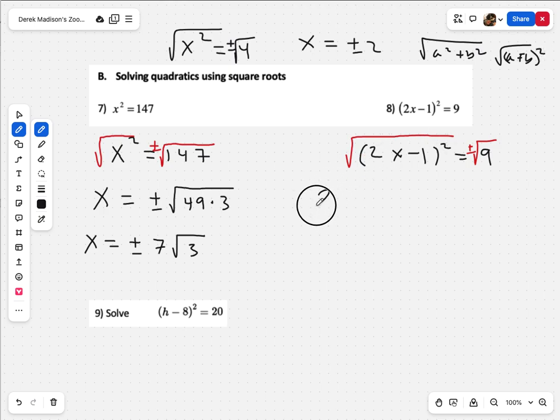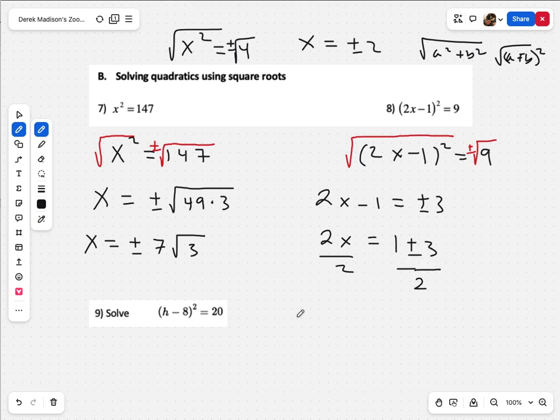So here, this is going to be 2x minus 1 equals plus or minus square root 9, which is plus or minus 3. So this is two separate answers, either plus 3 or minus 3. I will keep solving here and show you what to do with that. So I'll add 1 to both sides of this. So that means we're going to have 1 over here, and then that's going to be plus or minus 3. And then we'll divide by 2.